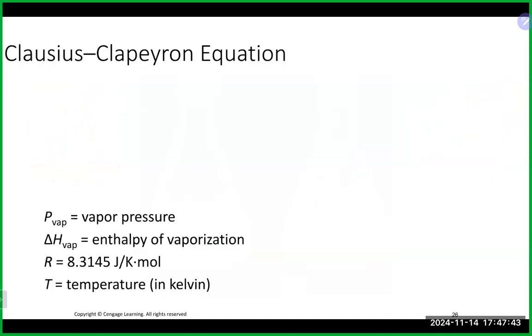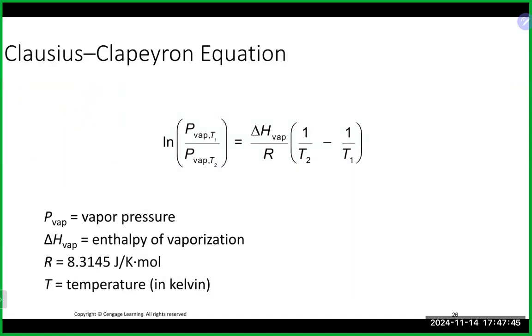Now, we could actually calculate some of the pressure relationships that occur at different temperatures. And we can use this equation here, which is the natural log of our vapor pressure at the first temperature divided by the vapor pressure at the second temperature. This is the delta H of vaporization, and the delta H of vaporization is the heat of vaporization, as it is sometimes referred to.